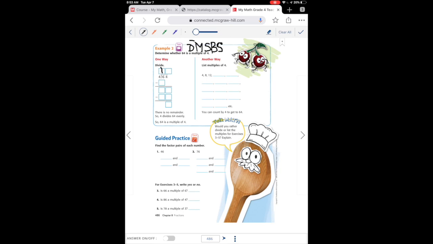Now I need to multiply 1 times 4. Any number times 1 is that same number. That's our identity property of multiplication. So 1 times 4 is 4. Now I need to subtract. 6 minus 4 is 2. And I bring down 4.